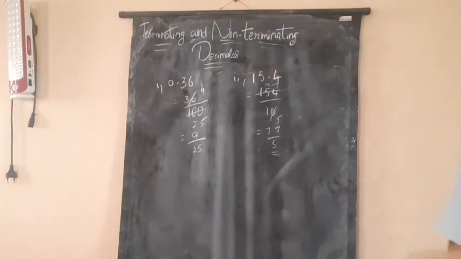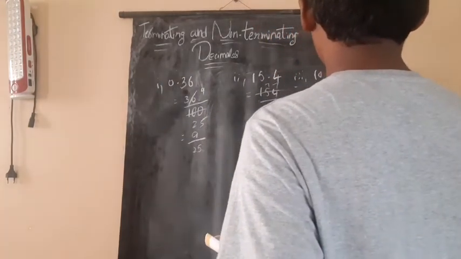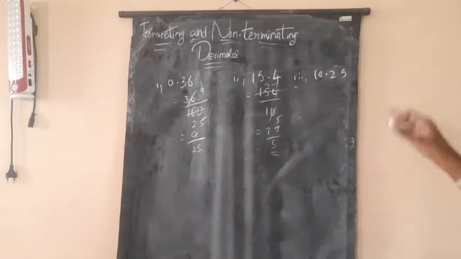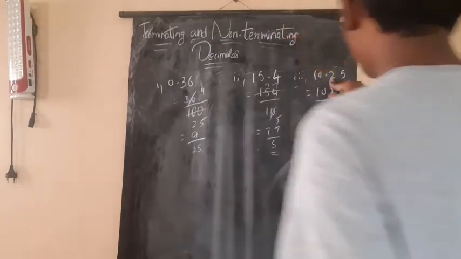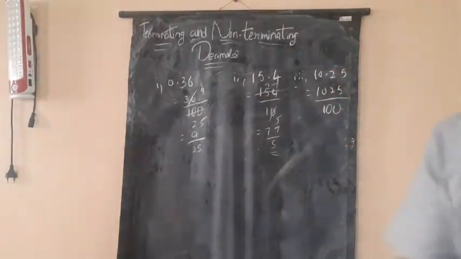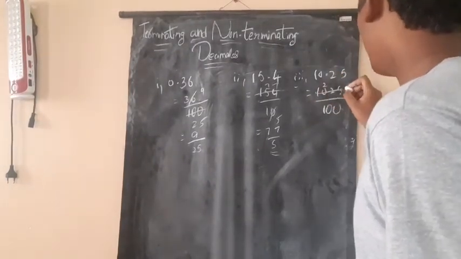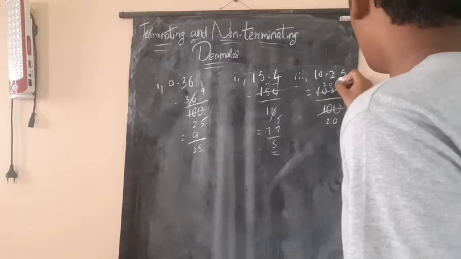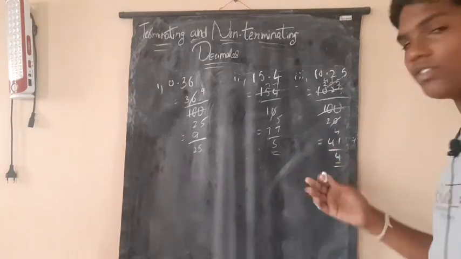Then in the third problem, 10.25. After the point we have two digits, the tenths place and the hundredths place, so 1025 by 100. There are two digits, so 100, and we can cancel. Dividing by 5 and again by 5, we get 41 by 4. So we can convert it in short.